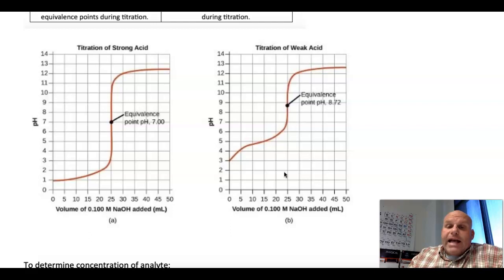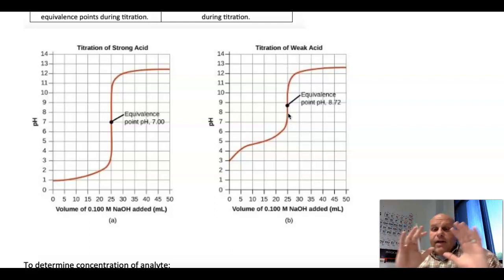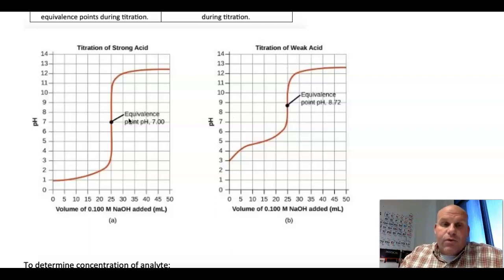If I had a weak acid being titrated by a strong base, our equivalence point is going to be a bit above 7. The reason being because of the effect the strong base has on the weak acid. They're not equal parts as they would be in a strong acid, strong base. So the base kind of overpowers the weak acid a bit, and we get an equivalence point higher than 7.